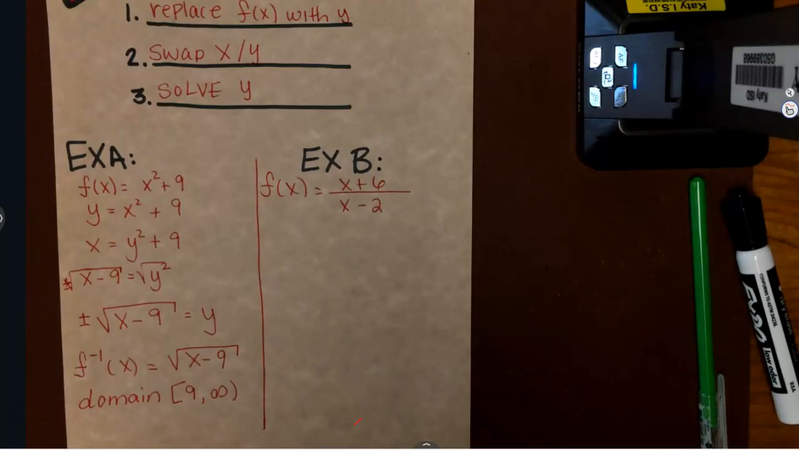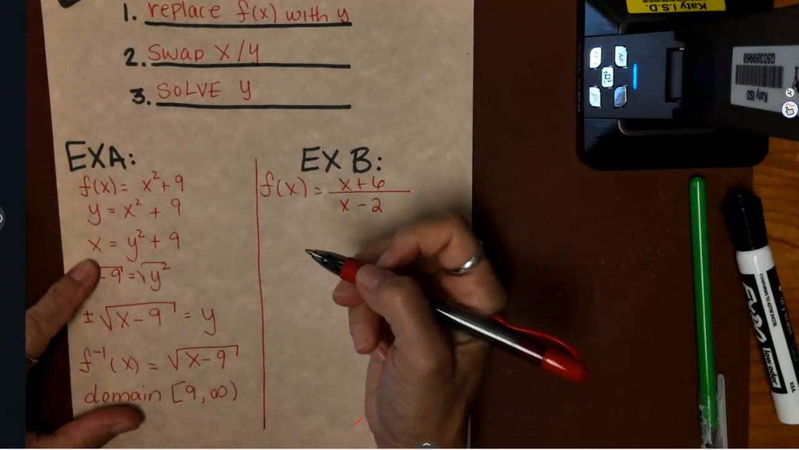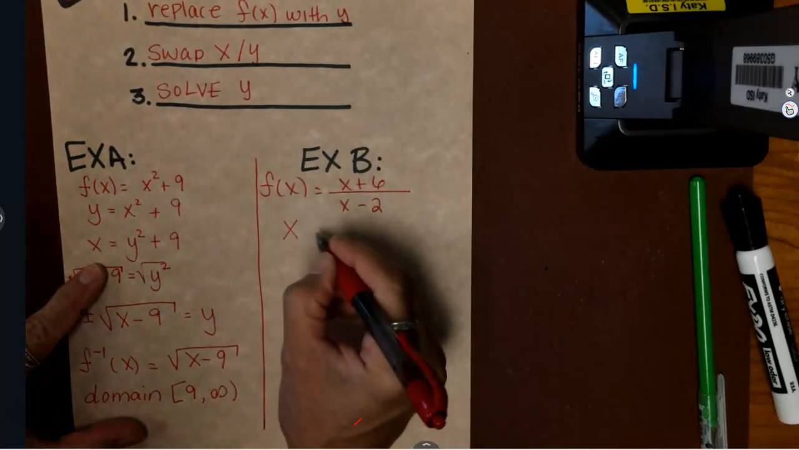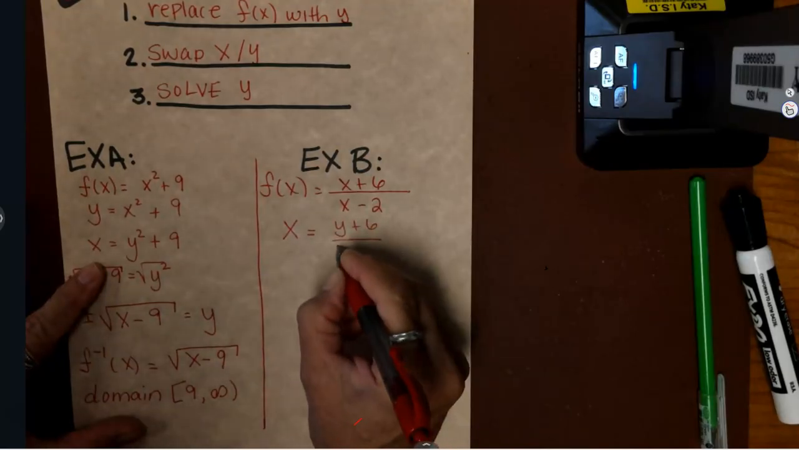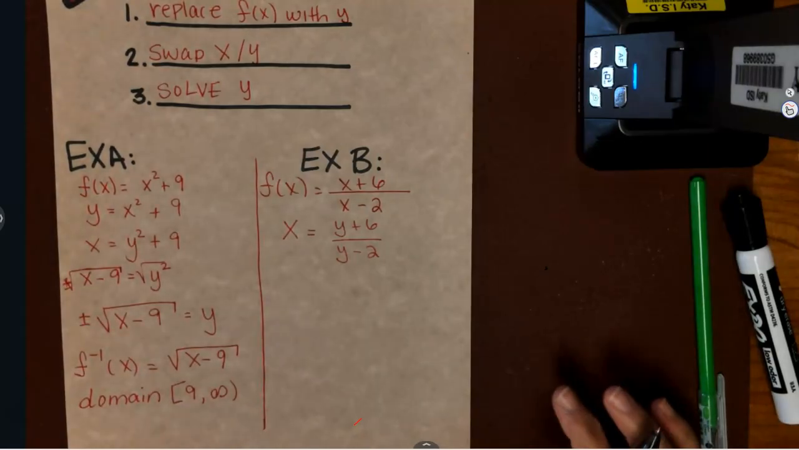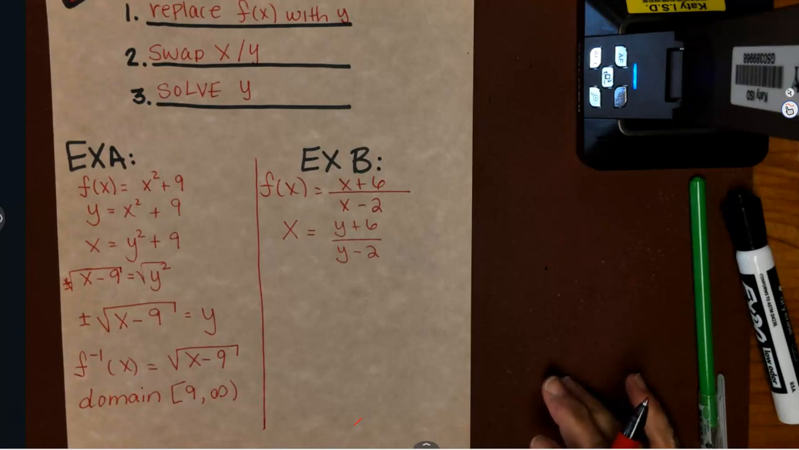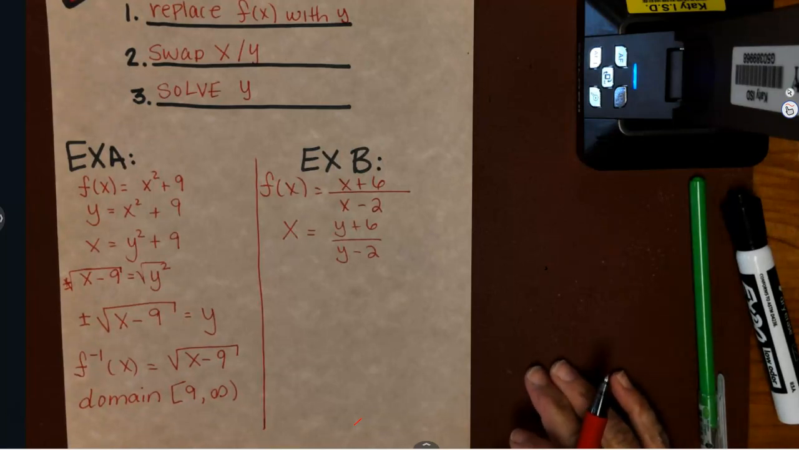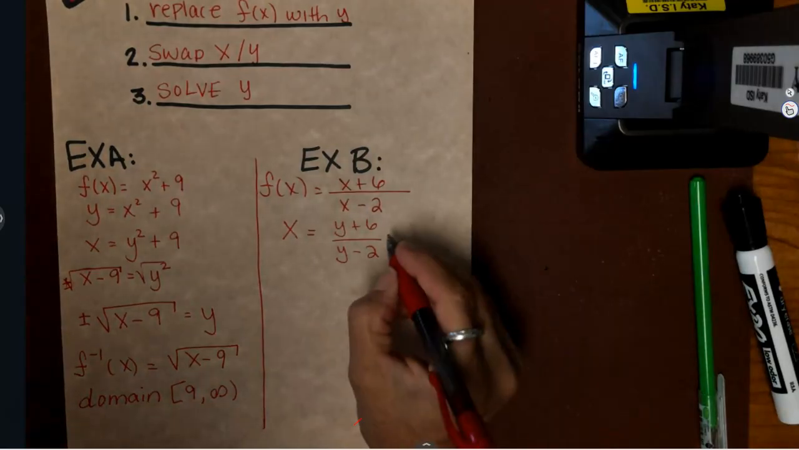All right, what are we going to do? We are going to switch x and y. So remember, f of x is the same thing as y, y'all. So x is going to go here. Y plus 6 over y minus 2. That is so ugly because I got to solve for that letter in the denominator. You can't do that. So you got to get rid of the denominator. We're going to multiply both sides by y minus 2.